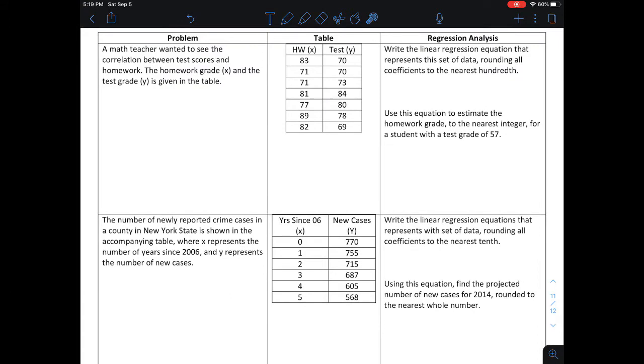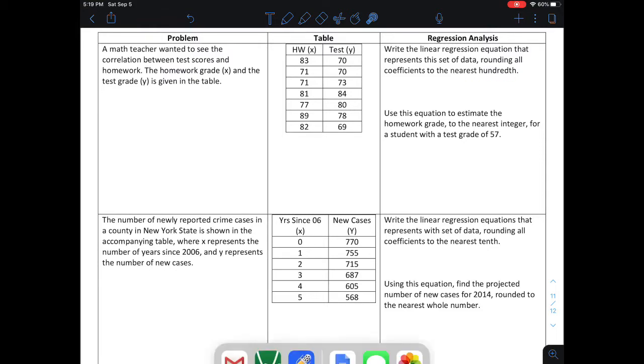So we want to perform the linear regression for this first table, which represents a math teacher who wanted to see the correlation between test scores and homework. The homework grade was x, the test grade was y, and it says write the linear regression equation that represents this set of data. Now they want us to round all the coefficients to the nearest hundredth.